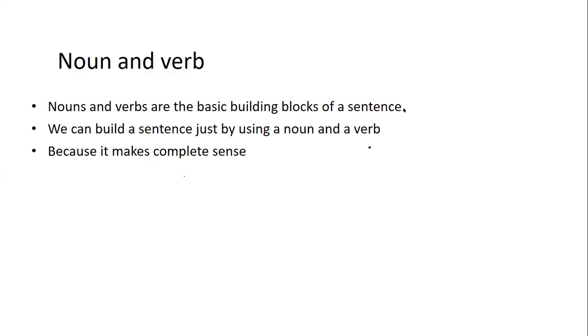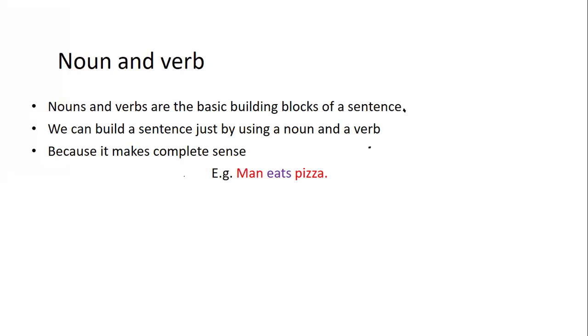Because just by using noun and verb, we can make a statement, a sentence which has a complete sense, a complete meaning. For example, man eats pizza. Man is a noun. What action is he doing? What is the verb? Eats. And what is he eating? What is the object? Pizza. That is also a noun. So, man is a noun, pizza is a thing, it is a noun, and eats is our verb.